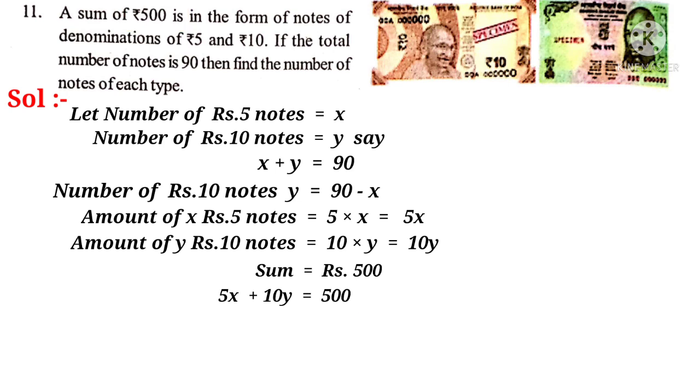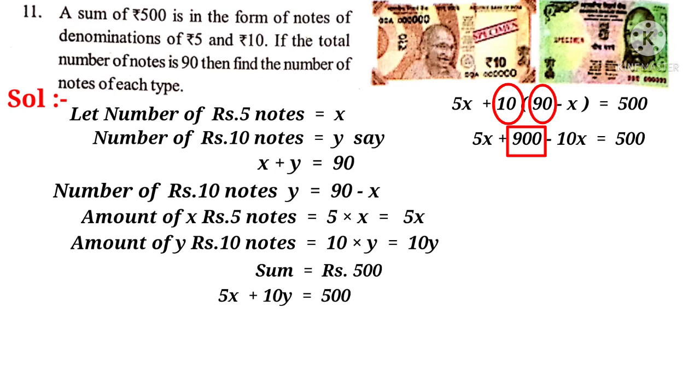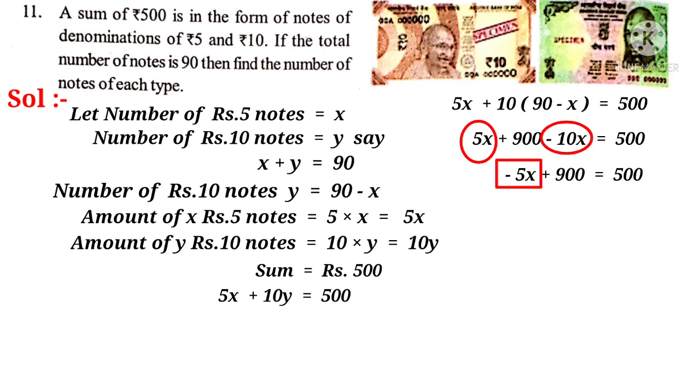Now write 90 minus x in place of y. Then we get 5x plus 10 into 90 minus x is equal to 500. That is 5x plus 900 minus 10x is equal to 500, because 10 into 90 is 900 and 10 into minus x is minus 10x. Then minus 5x plus 900 is equal to 500, because 5x minus 10x gives minus 5x.